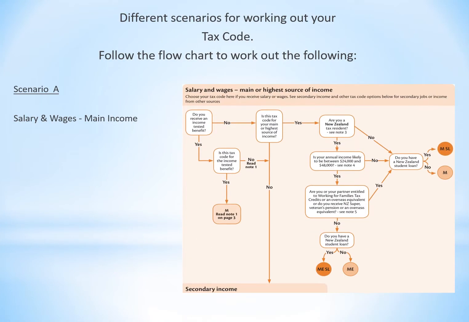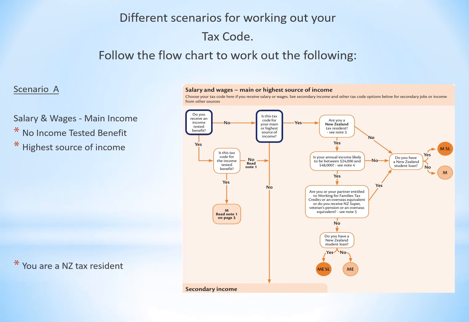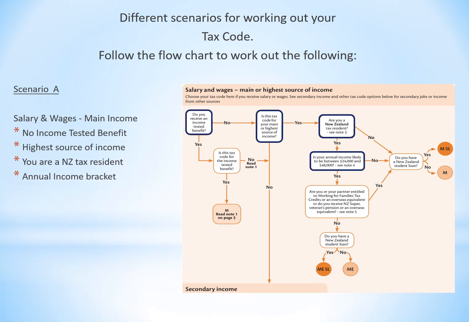For scenario A, each step will get matched up with the flowchart. Your main income is salary and wages. You are not receiving a benefit. Wages are your highest source of income. You are a New Zealand tax resident, and you need to select your income bracket for the year. And you receive no Working for Families or have a student loan.